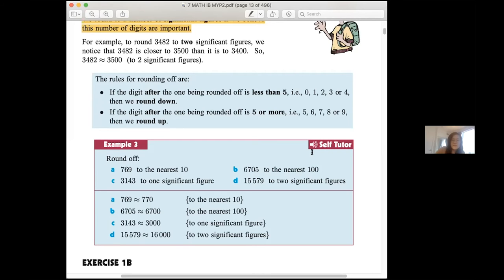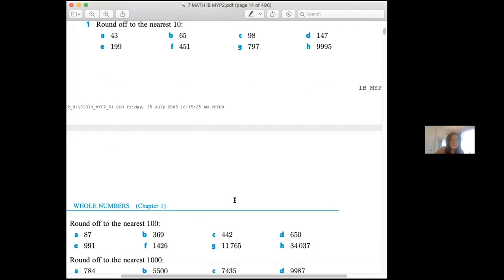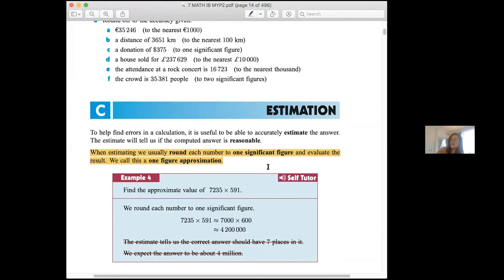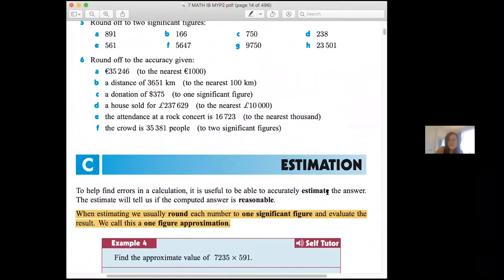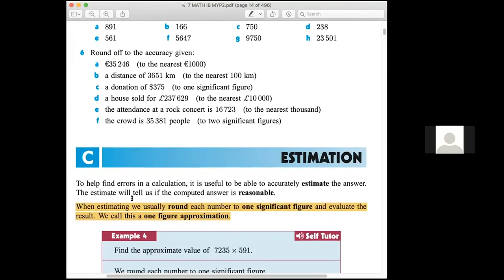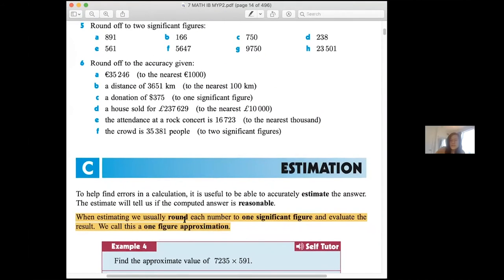All right, good. Now let's move on. So after learning how to round numbers, this is the purpose why we learn it, because we want to do some estimation. Sometimes we don't need many details. When estimating, we usually round each number to one significant figure. So only the first digit, the first one from the left, is important, and evaluate the result. We call this one figure approximation. So this is a special method.